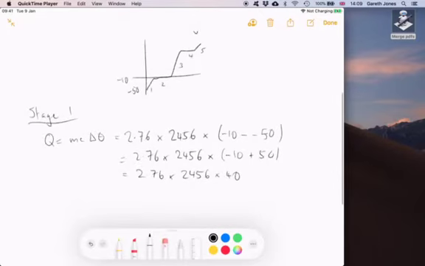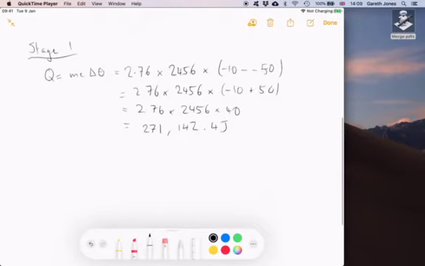which is then 2.76 times 2456 times 40. Okay, and putting that into my calculator gives us a big number there, so let's say 271,142.4 joules.